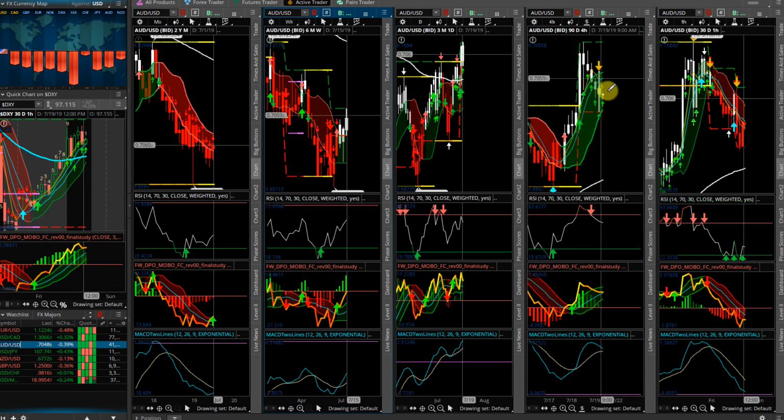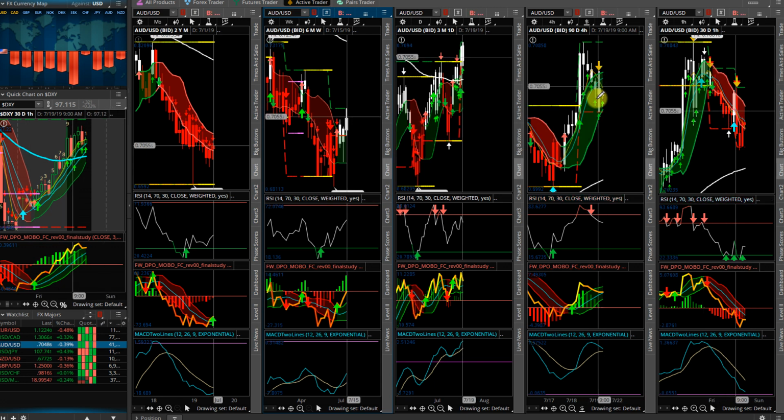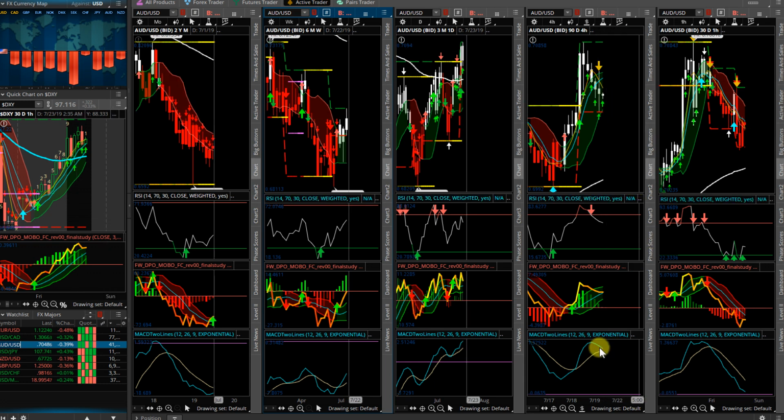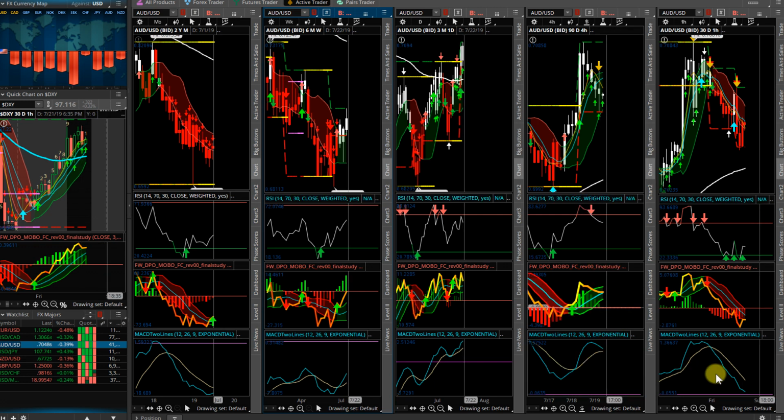So this is kind of looking a lot like the New Zealand dollar. The only thing is that the Aussie is a little more negative. You got a sell signal right here. And we're about to go negative on the 4 hour. And it's kind of the same setup.